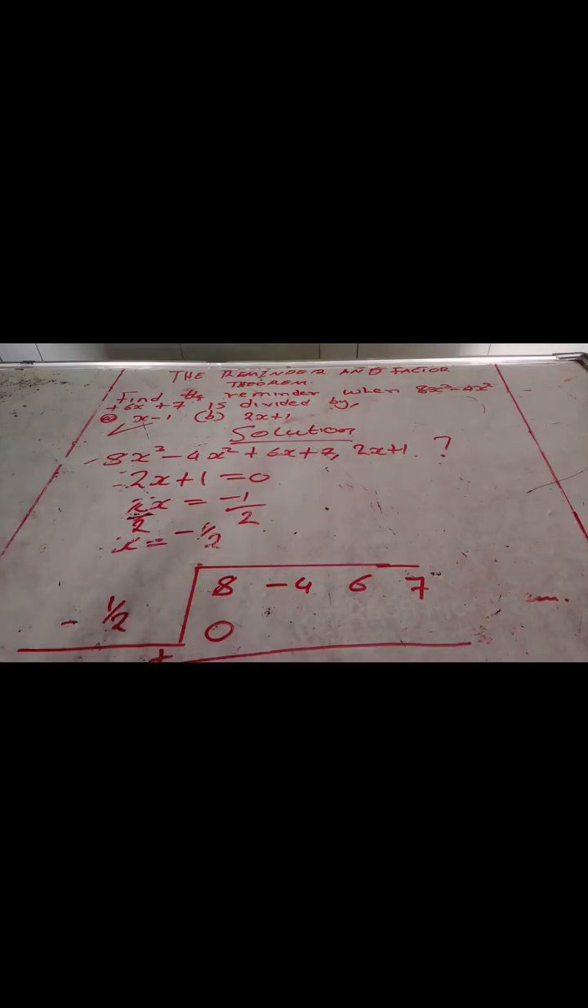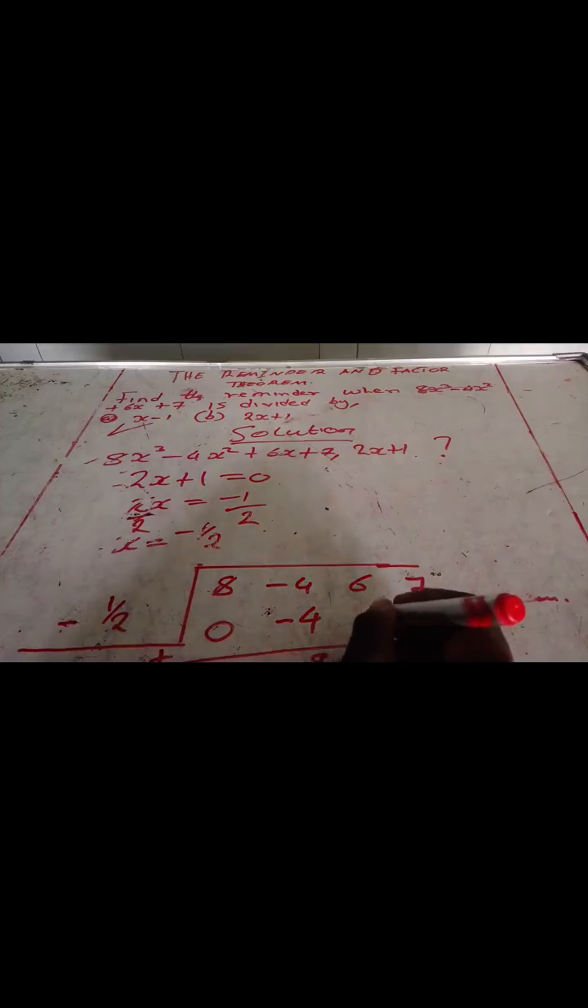8, oh, this is negative half, because that's the value of x. 8 multiplied by negative half is negative 4. Negative 4 plus negative 4 is negative 8. When we're dealing with numbers with the same sign, we add. So negative 1 over 2 multiplied by negative 8 will give us a positive 4.